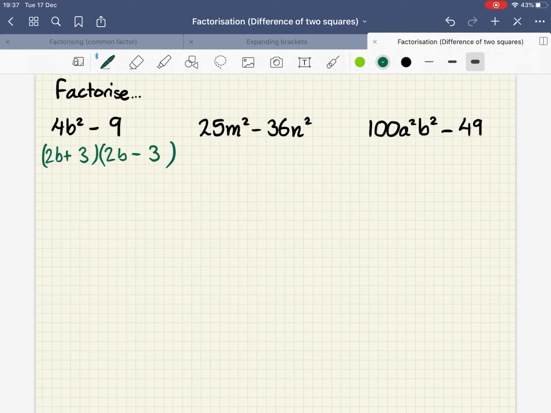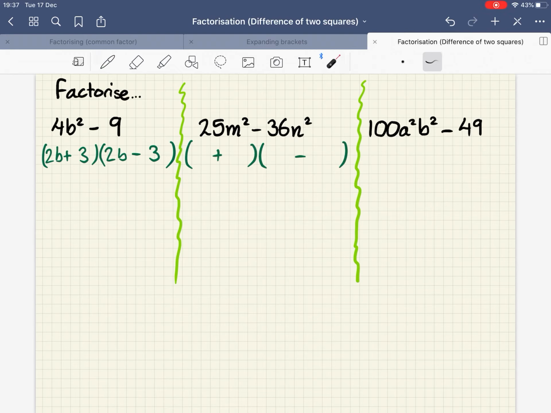Same idea here. Actually, I'm just going to divide this up just so I don't get lost with my brackets getting too near. So just going to set up my brackets. So firstly, square root of 25 is 5. Square root of that m squared is going to be m. Square root of 36 is 6. Square root of n squared is n.